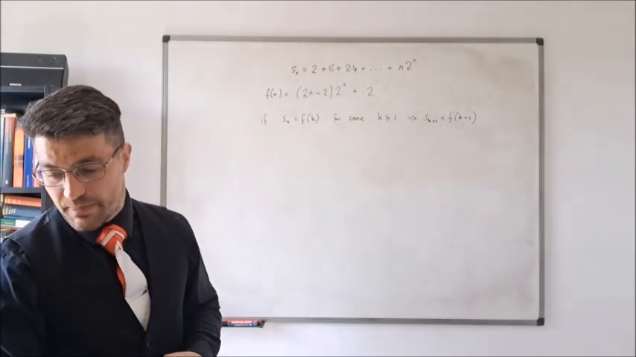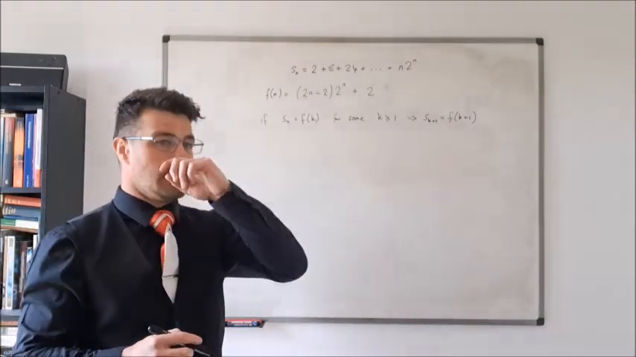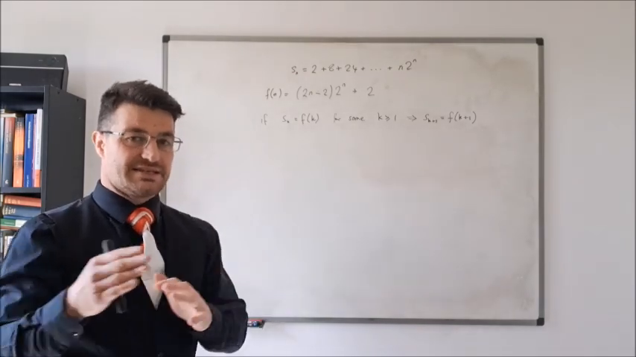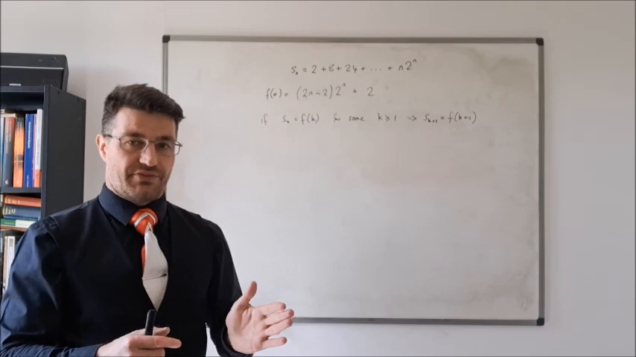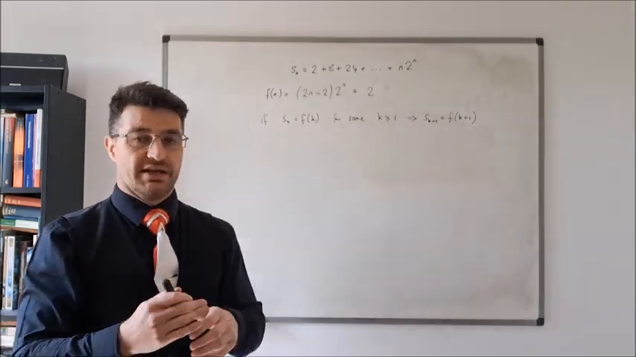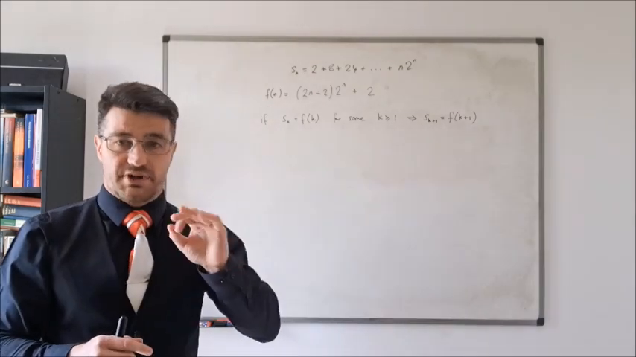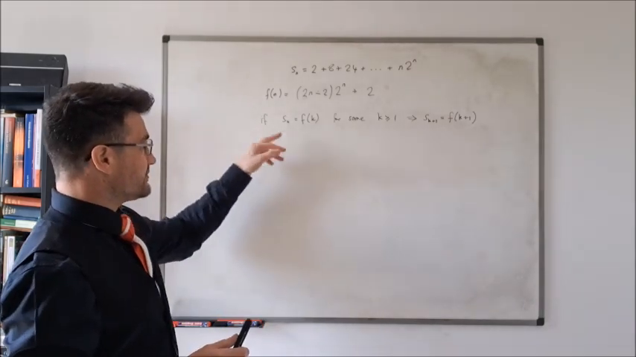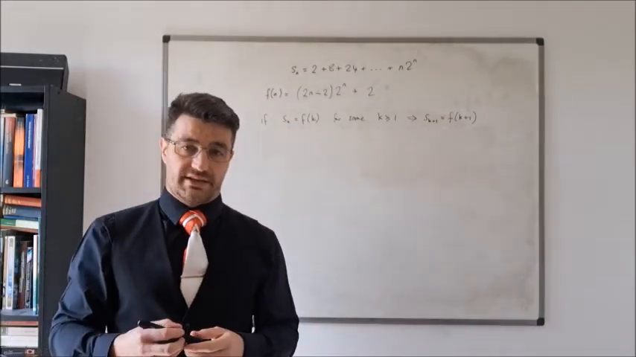Okay, so notice that all we've done so far is find values of a, b, and c that guarantee that f1, f2, and f3 are going to be equal to s1, s2, and s3 respectively. Finding those values of a, b, and c in itself does not guarantee that fk is going to be equal to sk for all values of k.